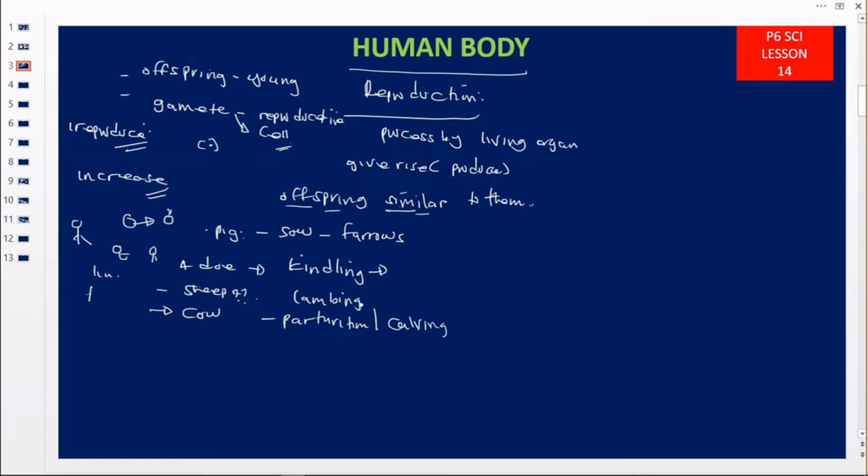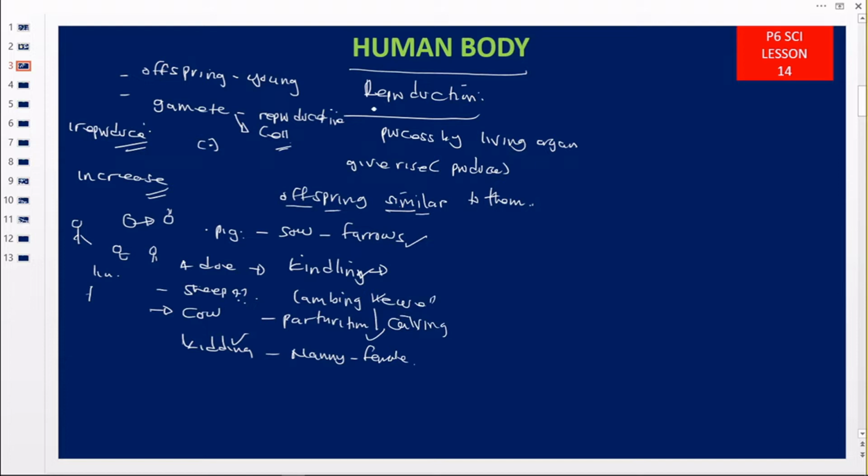Then lambing is the act of producing lambs by a what? By a ewe. Okay, this is a female sheep. Kindling is the act of producing kittens by a doe. Farrowing is the act of giving rise to piglets by a sow. And then we have kidding. Kidding is done by a nanny. What is a nanny? A nanny is a female mature goat. So kidding, parturition, lambing, kindling, farrowing, these are the terminologies we use when referring to reproduction in different animals.